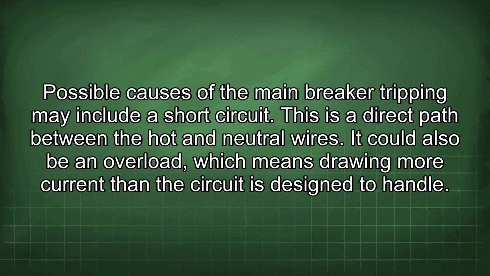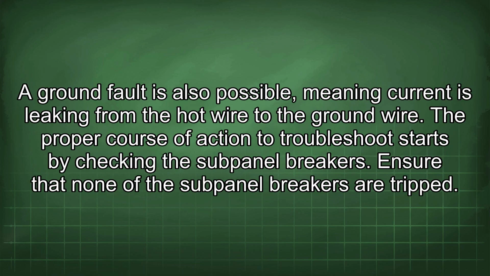Possible causes of the main breaker tripping may include a short circuit. This is a direct path between the hot and neutral wires. It could also be an overload, which means drawing more current than the circuit is designed to handle. A ground fault is also possible, meaning current is leaking from the hot wire to the ground wire.